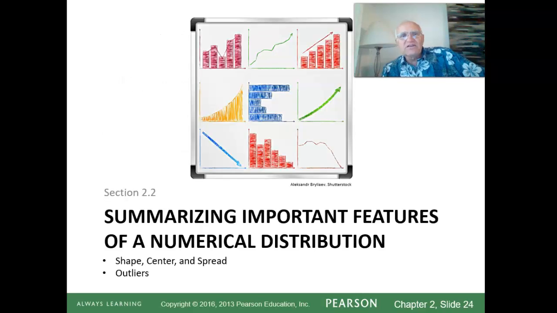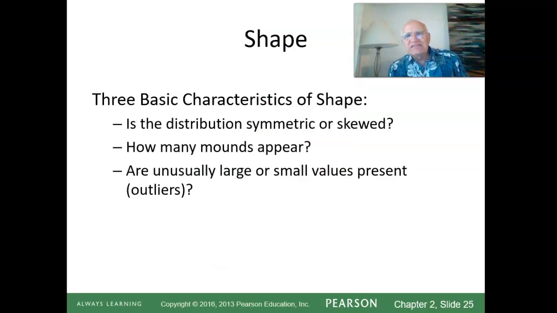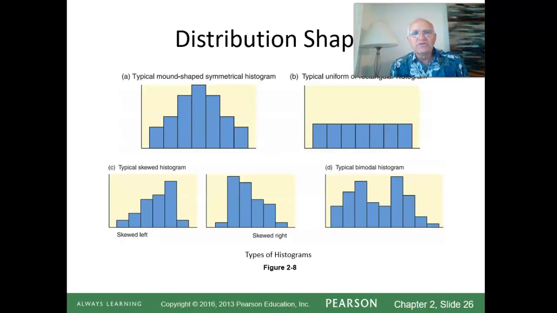All right, let's move on, and we're going to talk about distribution shapes. We introduced this with that socks idea. Now we're going to talk about shape a little bit more specifically. We're going to talk about symmetric versus skewed distributions, how many mounds or peaks there are on the distribution, and whether there is any indication of unusual data points.